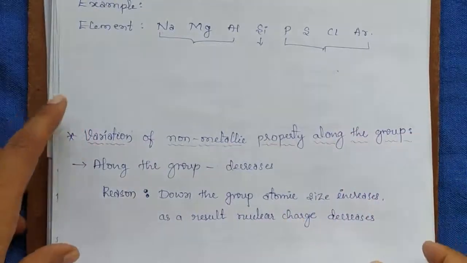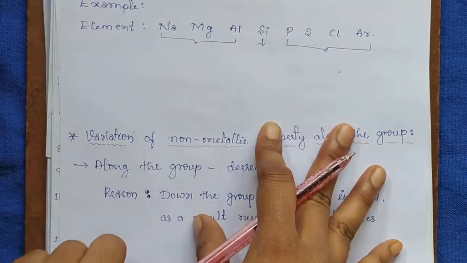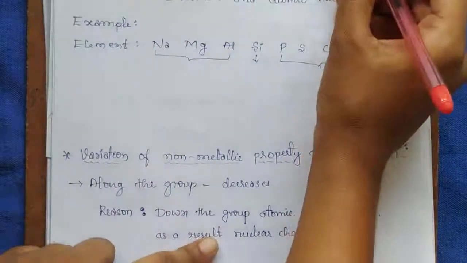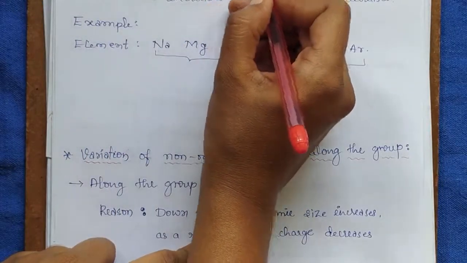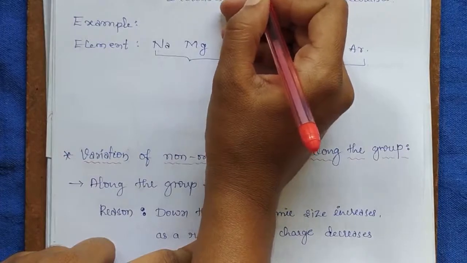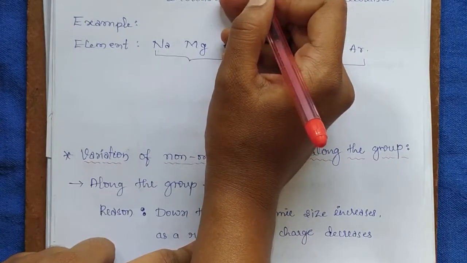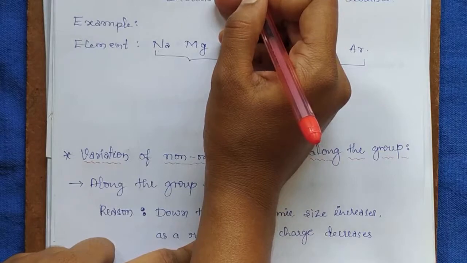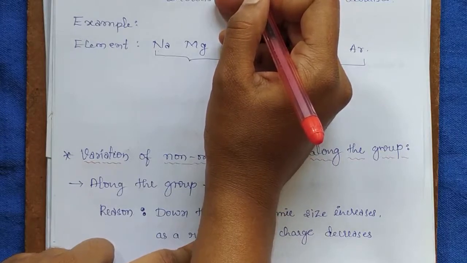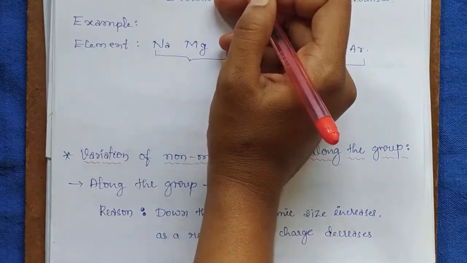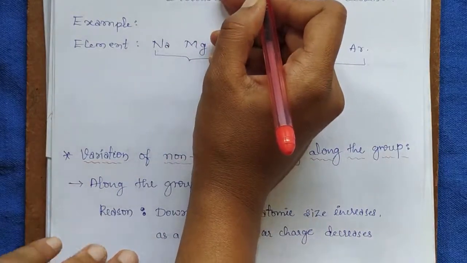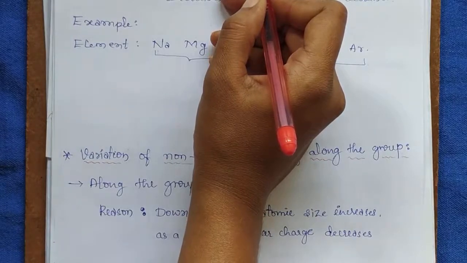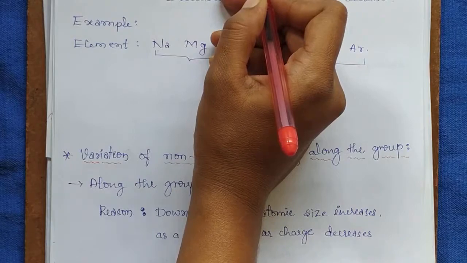Now we will see the variation of the non-metallic property across the period and along the group. First we will see across the period. Across the period, the non-metallic character increases. As I already told you, as we move from left to right, the non-metallic character increases, whereas metallic character decreases. They are dead opposite. If the non-metallic character increases across the period, obviously metallic character will decrease. So you can remember it like this: if you remember one, you can remember the other.